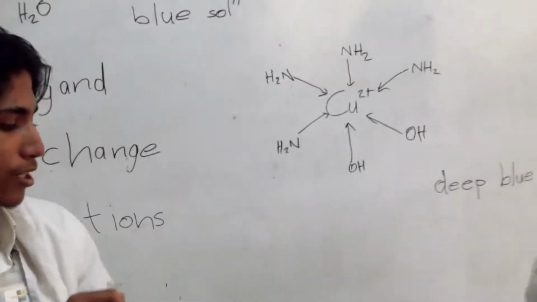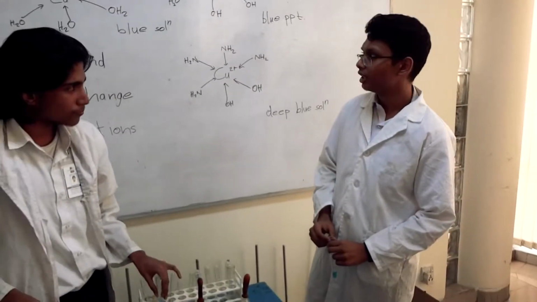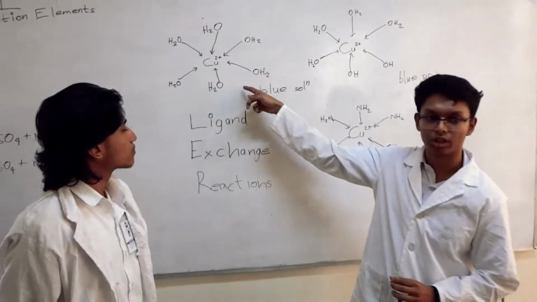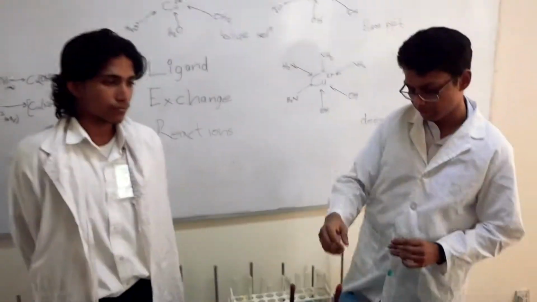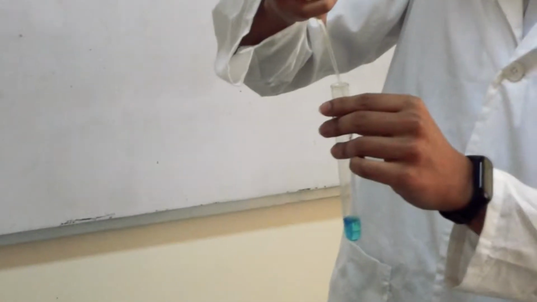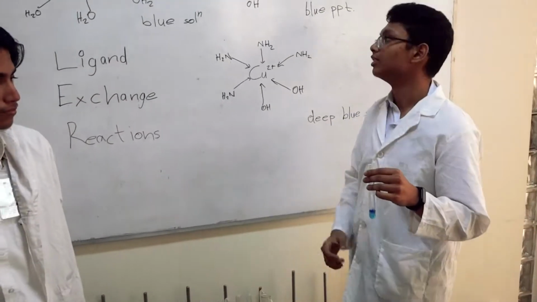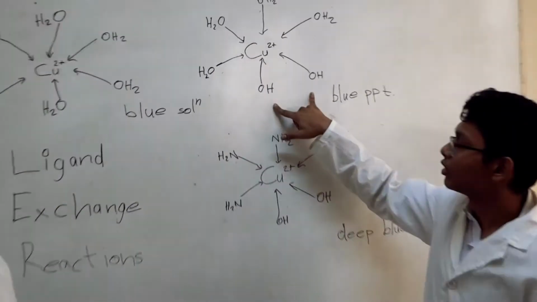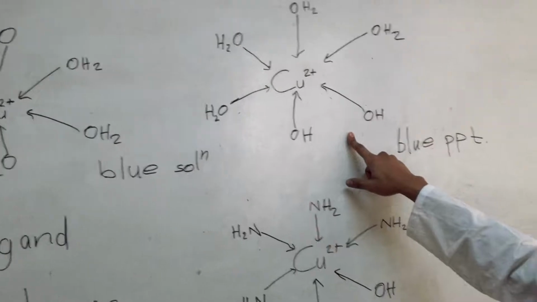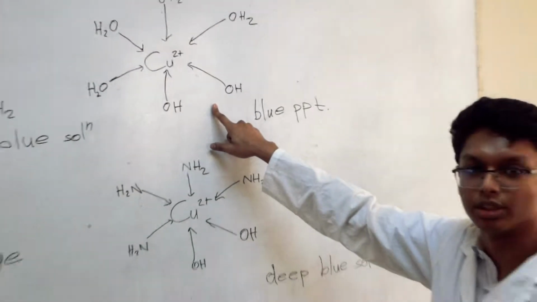Now Tasu will explain what happens when you add aqueous ammonia. Again we begin with copper 2 plus surrounded with 6 water molecules, and once we add a few drops of aqueous ammonia, we see the same type of color change. What is happening is 2 hydroxide ligands are replacing 2 of these water molecules, resulting in this complex over here, which we saw with the addition of sodium hydroxide as well.